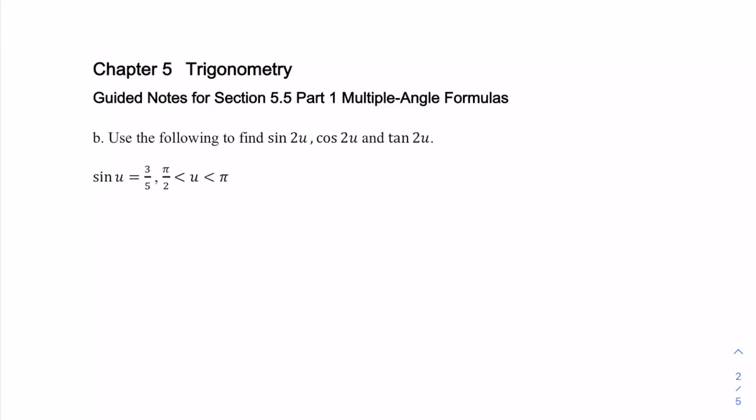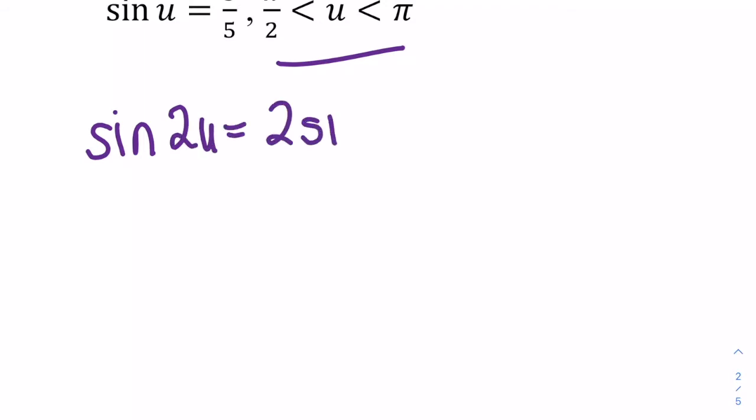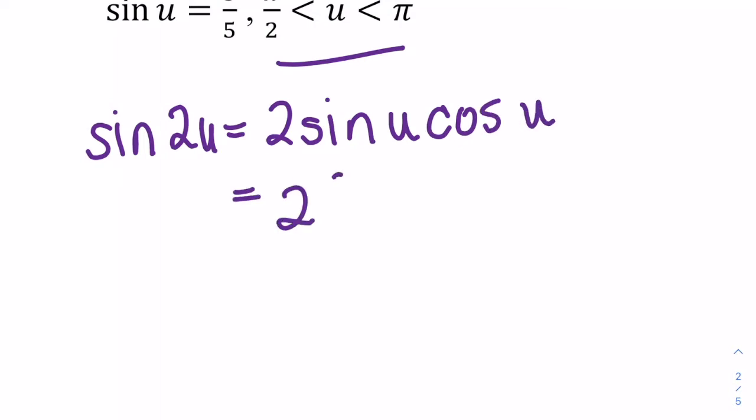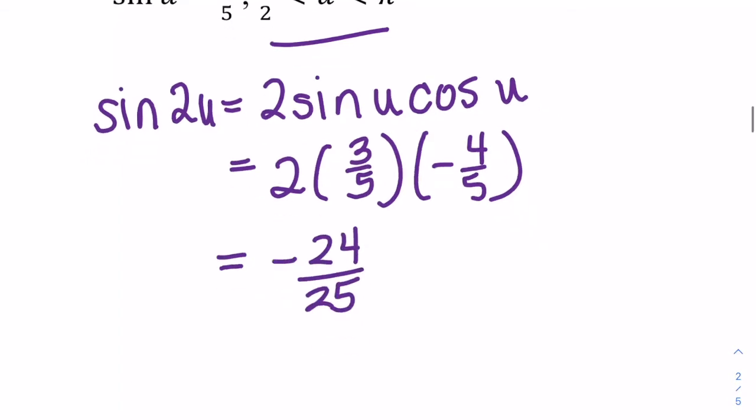Now let's practice finding these double angles. We're given that u is in the second quadrant, and we know that the sine is positive, and the cosine, or the x-coordinate, will be negative. So if we're asked to find sine of 2u, well, that's just going to be 2 times the sine of u times the cosine of u. So we know that the sine of u was 3/5, and the cosine was -4/5. So we can simplify that to be -24 over 25.